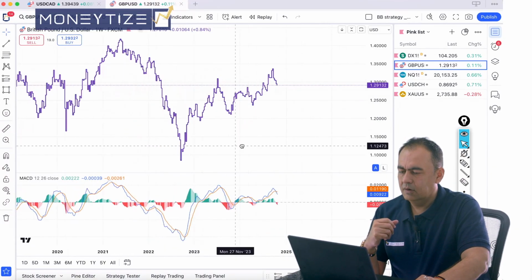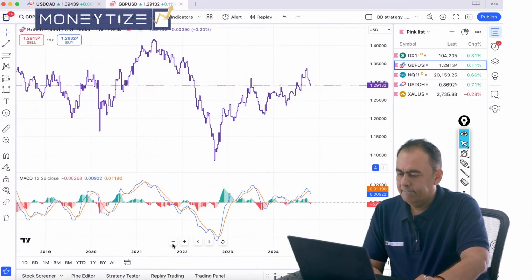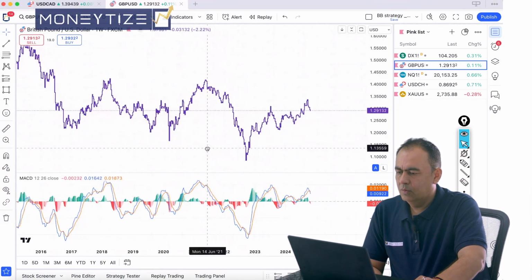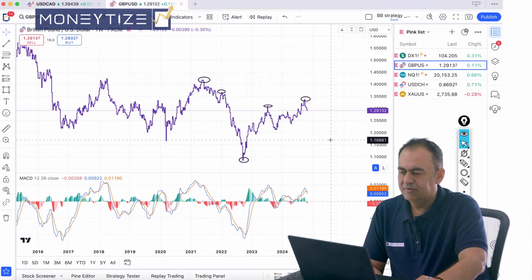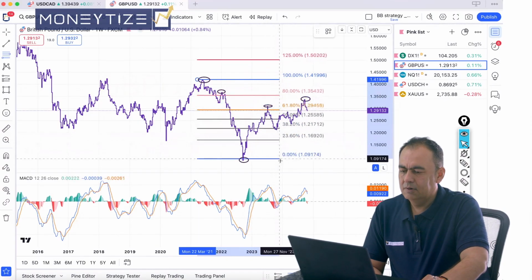Now based on weekly, what I've done here, I've taken this high, the next high is a lower high, and from this bottom we are getting higher highs. Now I'm going to apply Fib retracement first, so I'll cover from the highest point to the lowest point.